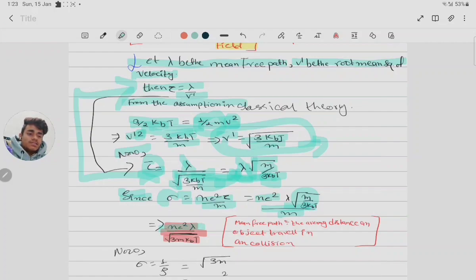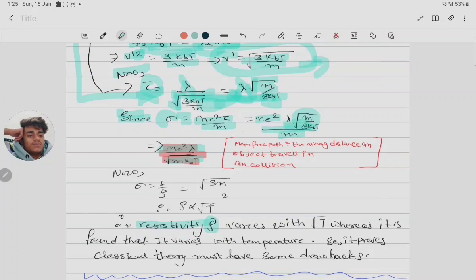We know that n e square, this is lambda, this is 3 m kBT under root. The m and m are cancelled here, and the root over m remains. So the equation for sigma is n e square lambda upon root over 3 m kBT.